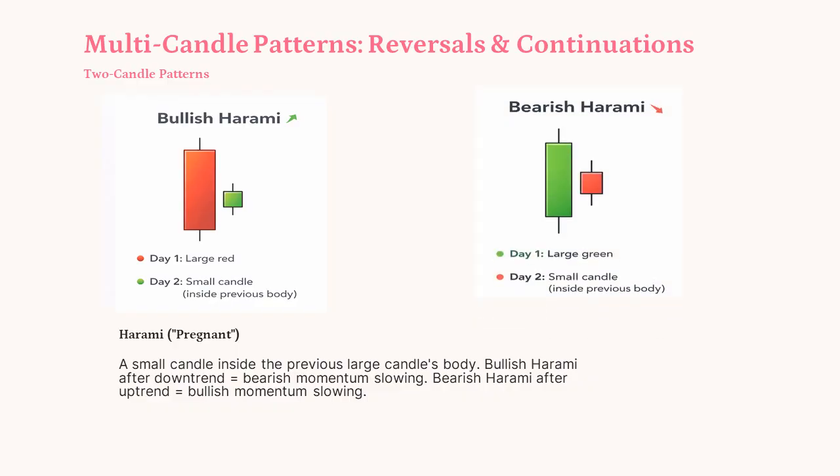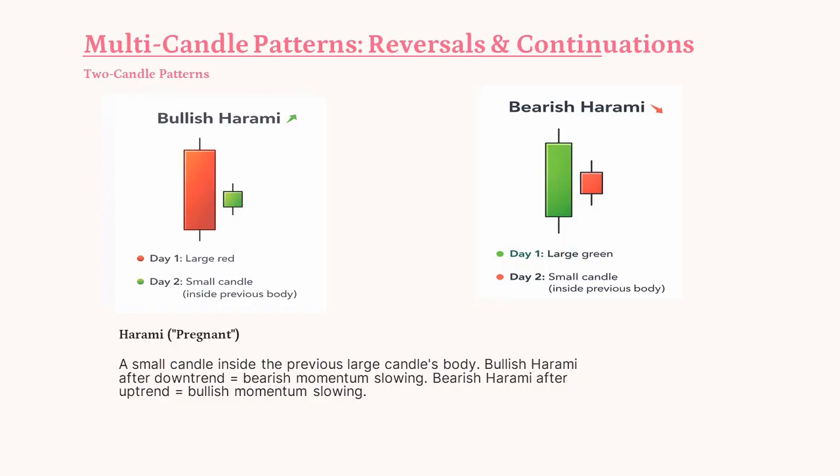Bearish harami. This pattern forms in an uptrend. The first candle is a large green candle, strong bullish momentum. The second candle is a small candle that trades entirely within the body of the first green candle. The psychology: bullish momentum is slowing. The bulls pushed hard on day 1, but on day 2, they couldn't push price higher. The uptrend may be running out of steam.